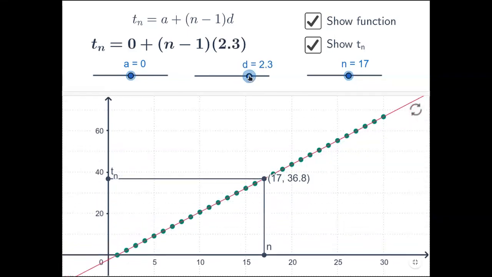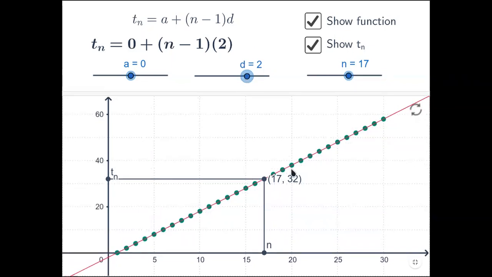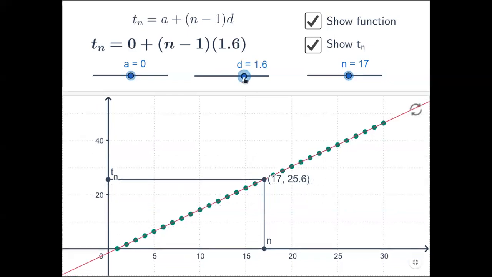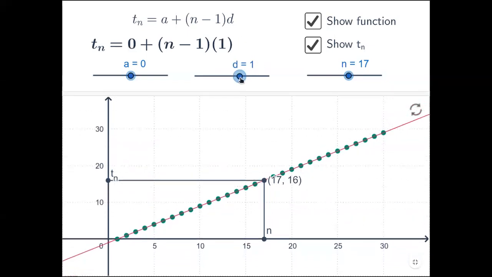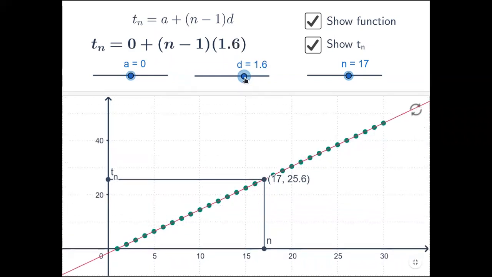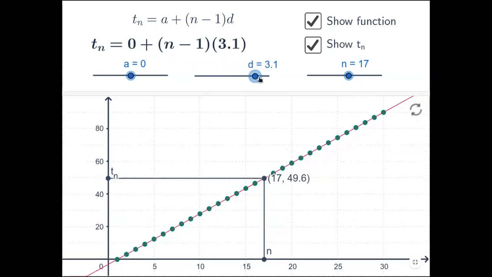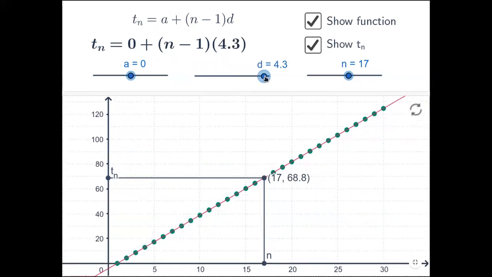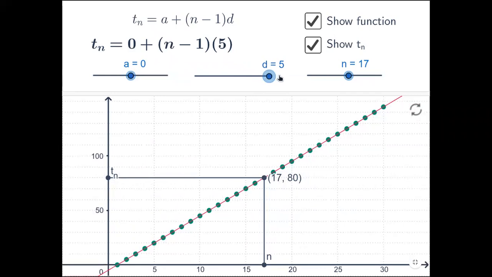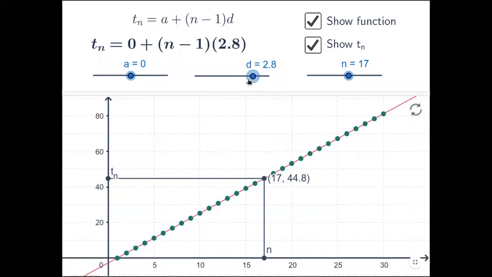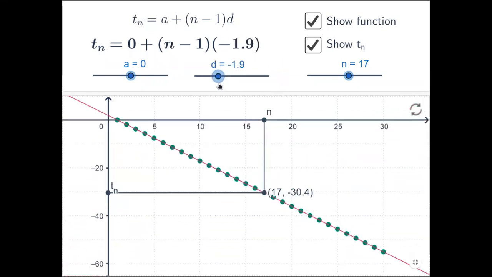Suppose I go with 2, common difference 2. It is comparable with the slope of the line. Suppose I have 1. This d is nothing but acting like a slope. So I have 5. So the d value is nothing but the slope. So from the slope we can find out the relations.